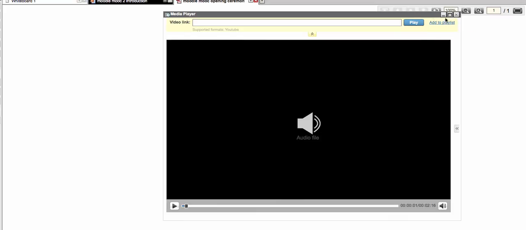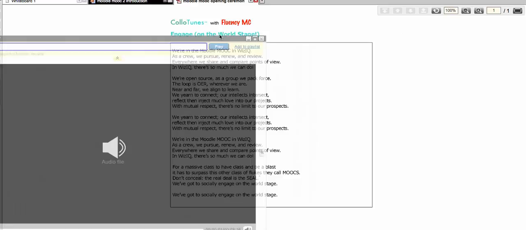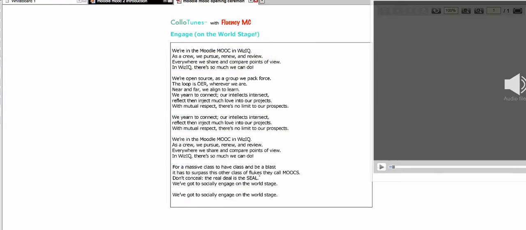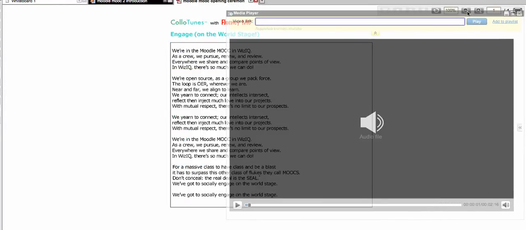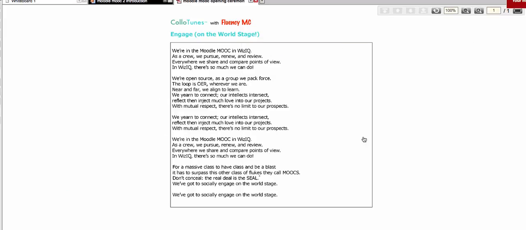Let me make it larger. No, but if I make it larger, you won't be able to see the words, right? So let me see if I can do this. Let's see if this can work for us. So we can just hear it. You don't need to see anything. You can just minimize the player. All right, everybody, let me see you put your hands together.